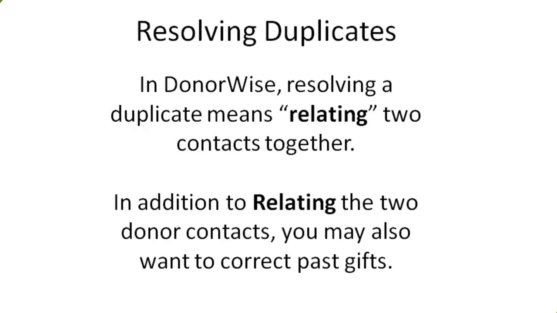You can actually have multiple contacts related together. But if you have past donations from a particular donor that had the wrong contact ID, you may want to correct those past gifts. We're not going to touch on that here. You can look at the corrections video to learn how to do that. So let's give a quick example in DonorWise.